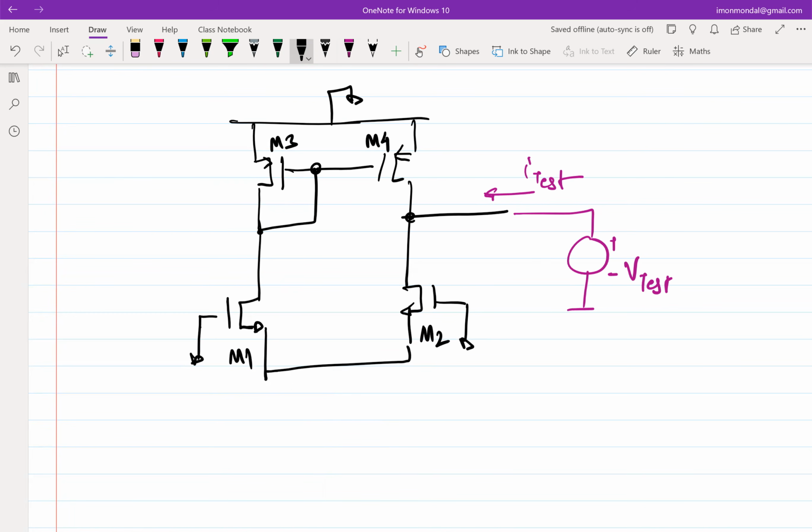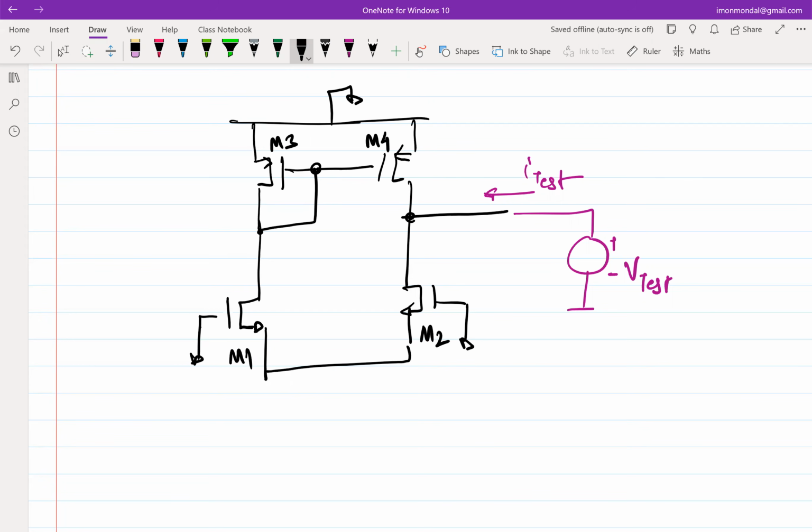Okay, fine. So now, obviously, if I neglect GDS of M1, M2, M3, M4, what will be my I test? Let's assume GDS is 0 for all transistors. What will be I test? 0. It will be 0, right? You will get infinite output impedance also, which is a bad approximation to make, right? So we'll not make that approximation.